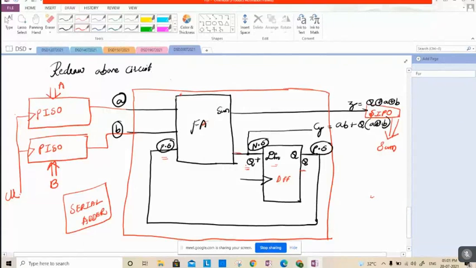Now this is nothing but a serial adder. A serial adder is one where parallel inputs are taken, but serial addition is done. Serial addition means the addition of A0 and B0 is performed in one clock period, then A1 plus B1 in another clock period, and in this way.